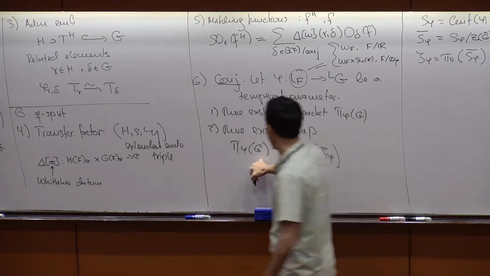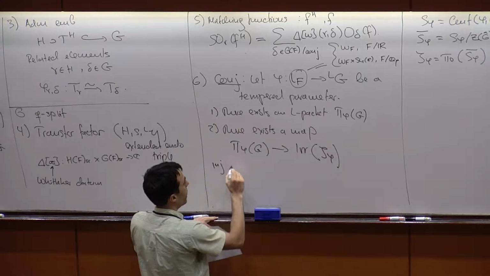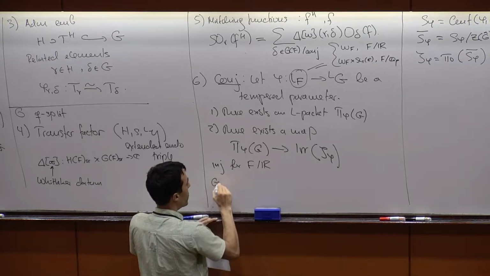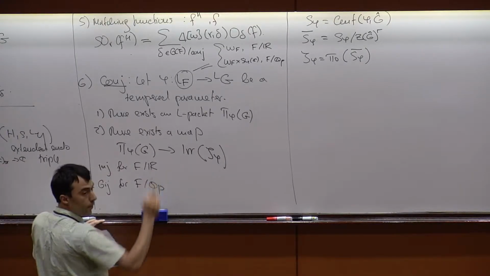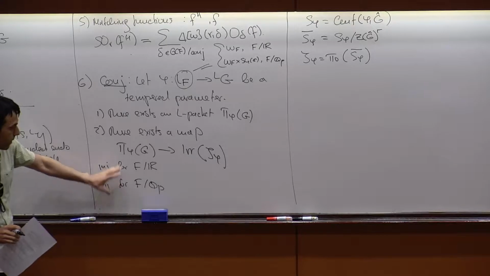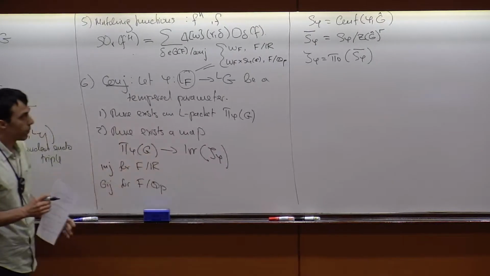So I'd like to have such a map which is injective when F is over R, and bijective when F is over Q_p. So that would be a parametrization of this set by this set of representations.